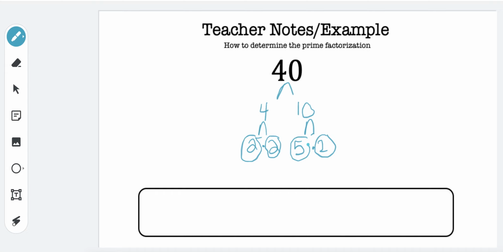Okay? So notice when I multiply the circled numbers, 2 times 2 is 4, right? Times 5 is 20. Times 2 is 40. So when I multiply those prime factors together, I get the original number. And that's what the prime factorization is. Now, another way of writing 2 times 2 times 5 times 2 would be 2 to the third power times 5.